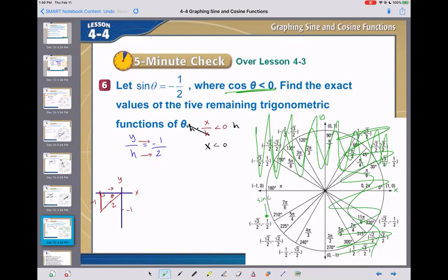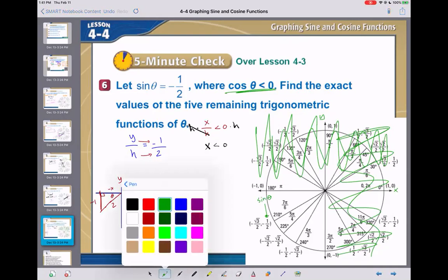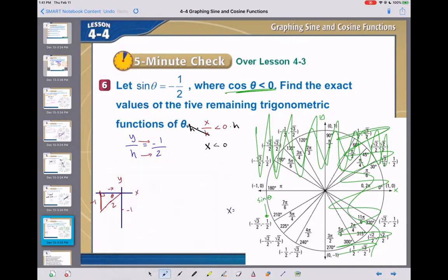That's sine. So we found the spot, which means I can get all my values from there. Let me just write them out here for you next to it. My x is -√3. My y is -1. My h is 2. I got that all from this point right there. Since that is -1/2, I just use that.